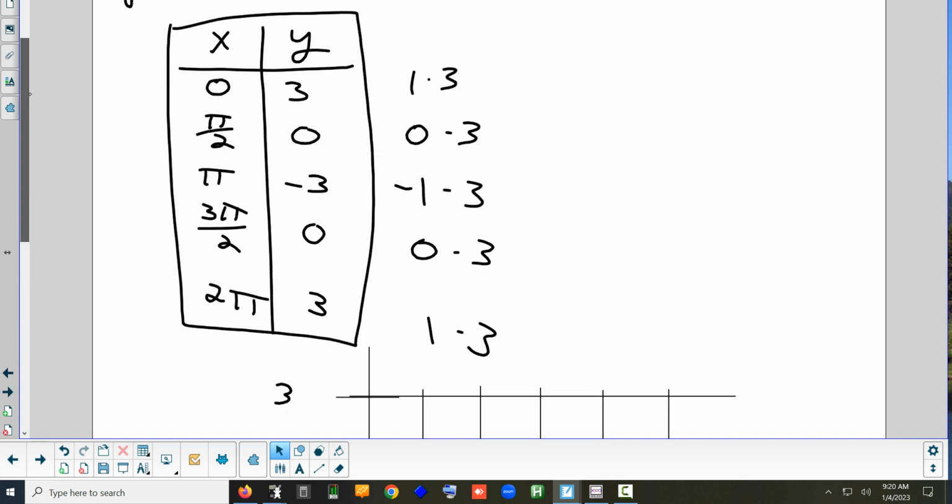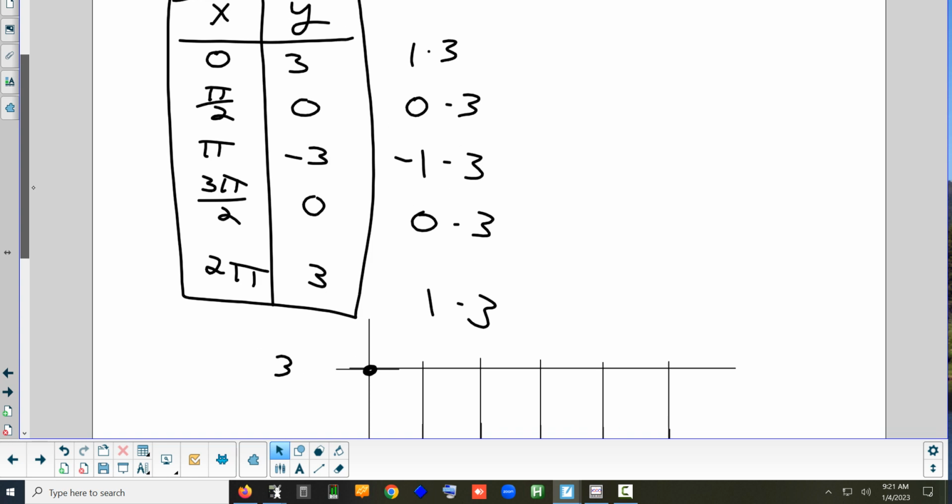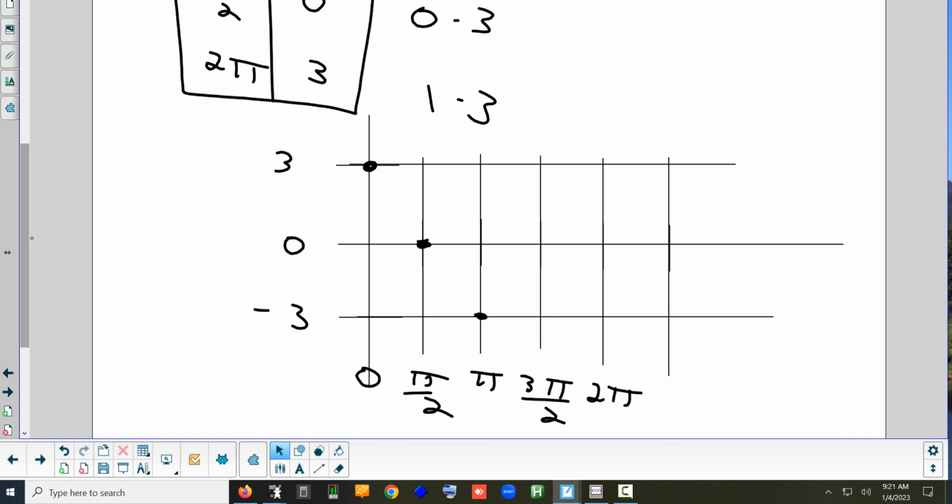And now plot all your points. So 0, 3, pi over 2, 0. Pi, we're at -3. And then we start going back up. 0, and then back to 3. I mentioned yesterday that it looks kind of like a V shape, but there's nothing in these pictures that should have a point in it. They should always be a smooth curve. Just sketch it best you can. That's okay. And that's a sketch.